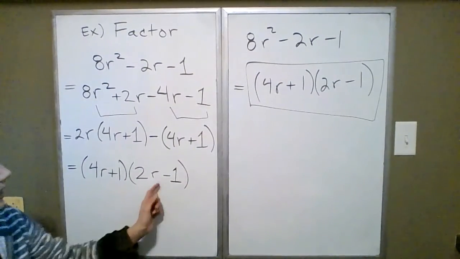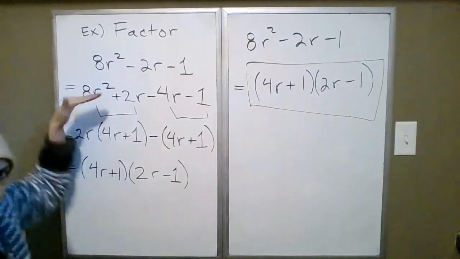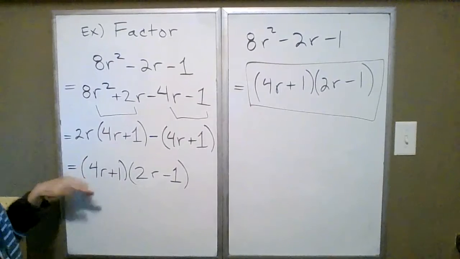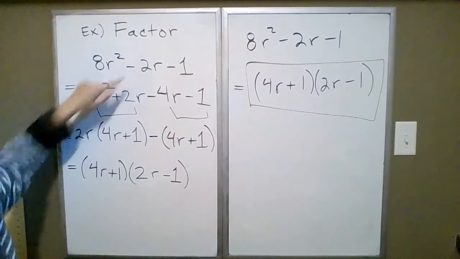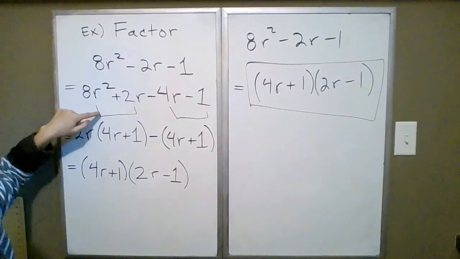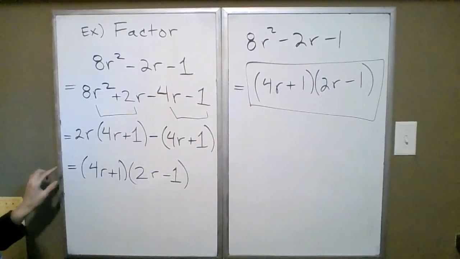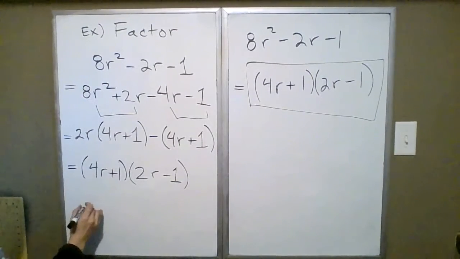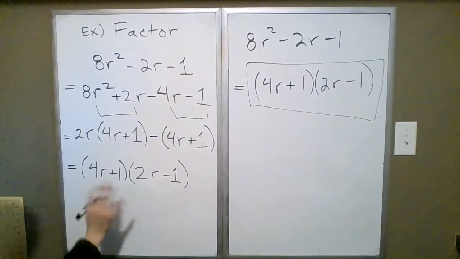So I got that same answer. This is where the work comes from. You still rewrite the middle term and then do grouping. Keep factoring. No problem.